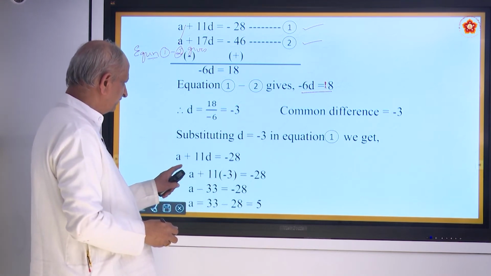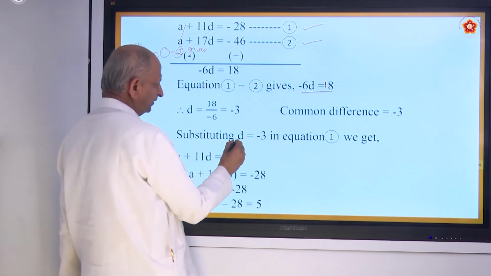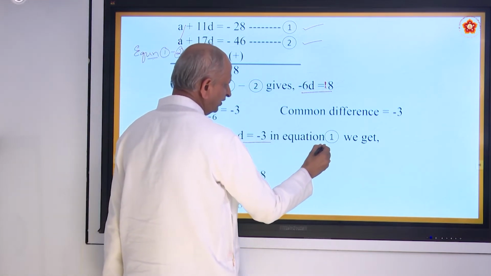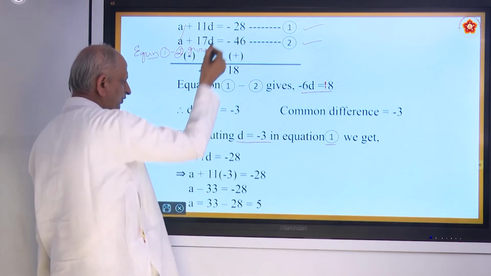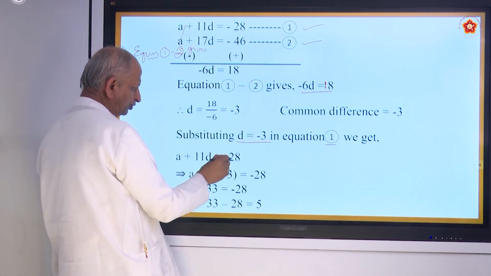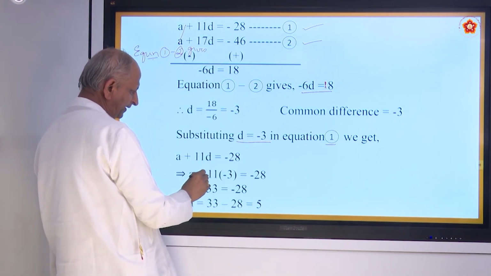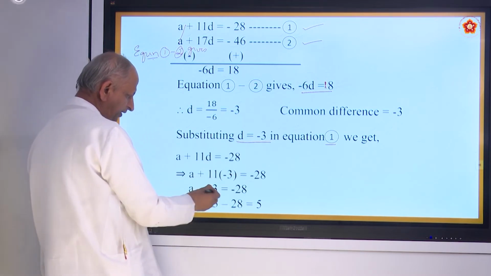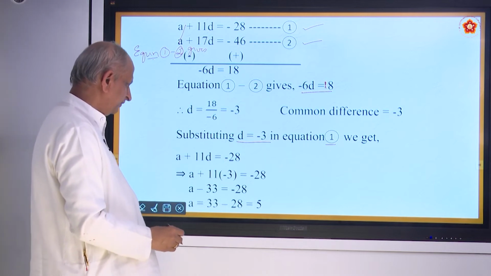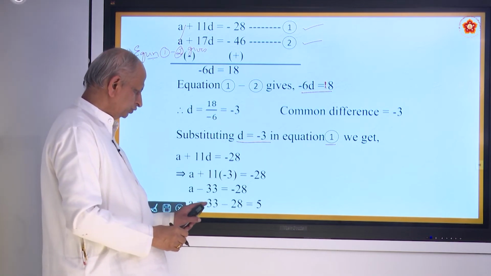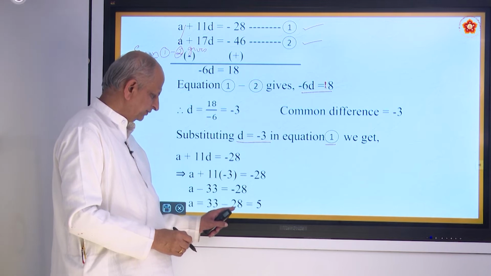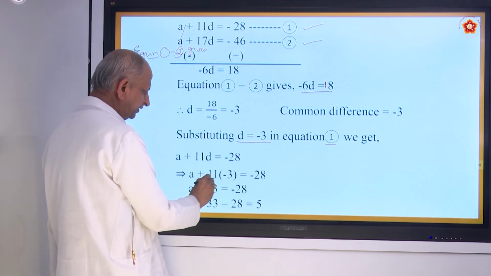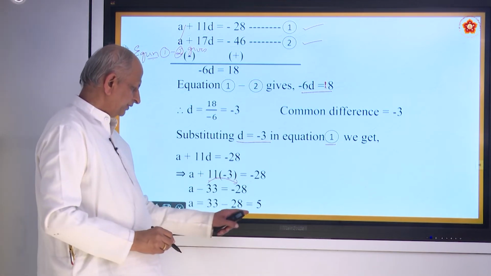For example, in the first equation, substituting D equal to minus 3 in equation 1. This is equation 1: A plus 11D is equal to minus 28. A plus 11 into D. D means how much? Minus 3, is equal to minus 28. A minus 33 is equal to minus 28. A is equal to 33 minus 28. So bring this 33 this side. It is equal to 5.